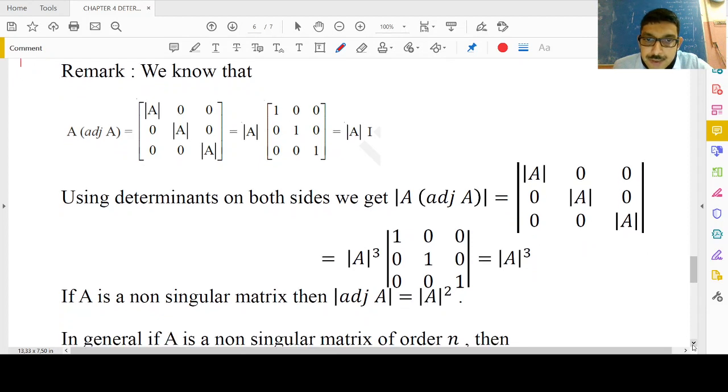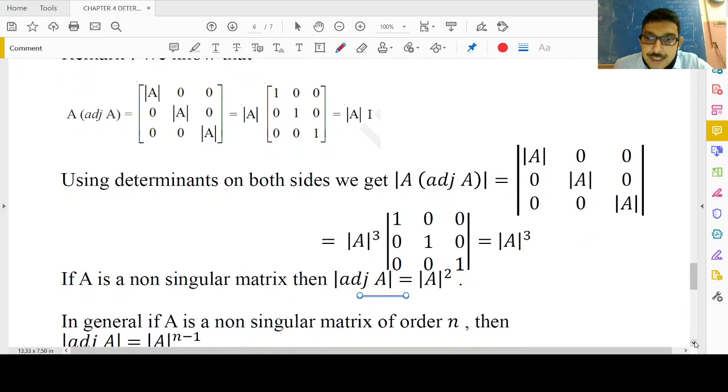So in that case, we will get determinant of adjoint of A equal to determinant of A square. This is because we took a 3 by 3 matrix A, and A is a 3 by 3 matrix.